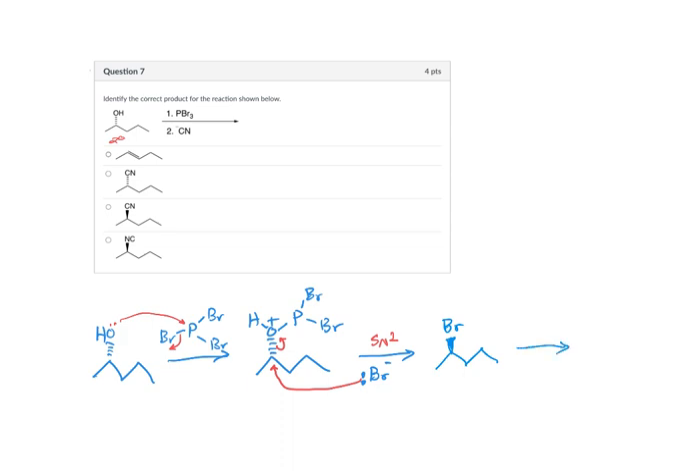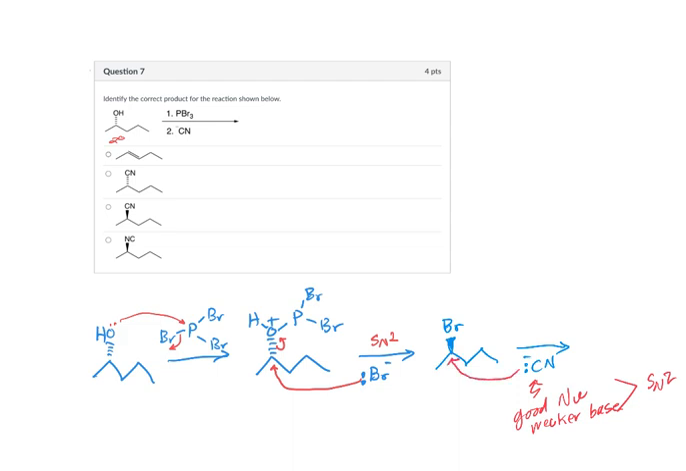In our step 2, we're using cyanide as a nucleophile. So cyanide is going to displace the bromide. Remember that cyanide is a good nucleophile, but it's a weaker base. And so it is good, even at secondary alkyl halides, at doing SN2 reactions. So in fact, this is our second SN2 reaction.